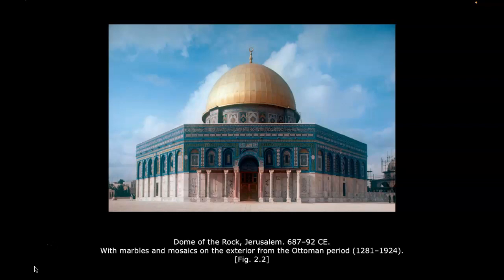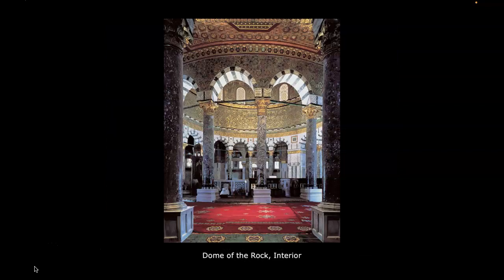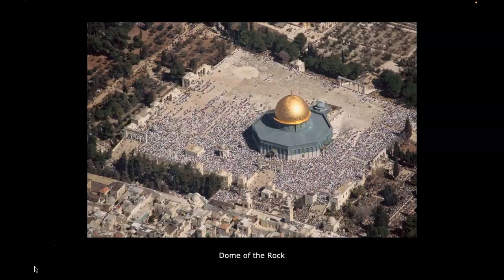This was constructed in 690 under Caliph Abd al-Malik, and this is considered to be the earliest mosque. There are 2 ambulatories around a central rock. This is the interior. This is the exterior, and you can see the large number of people there.